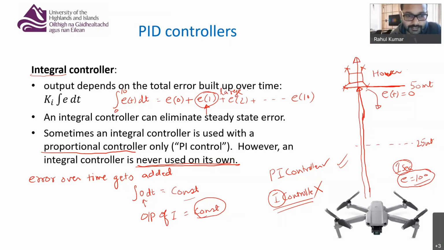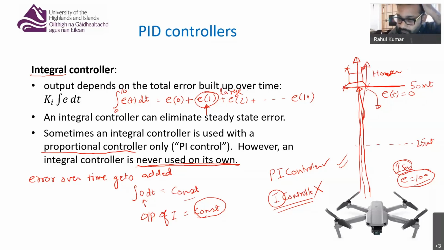Or let's take another example of this integral controller. Let's say you are holding your drone at the ground level. Since the error is not reducing, it will get added up in the case of an integral controller. And if, after let's say 10 seconds, you leave the drone, what would happen? This drone will start to shoot off towards the finish line, right?